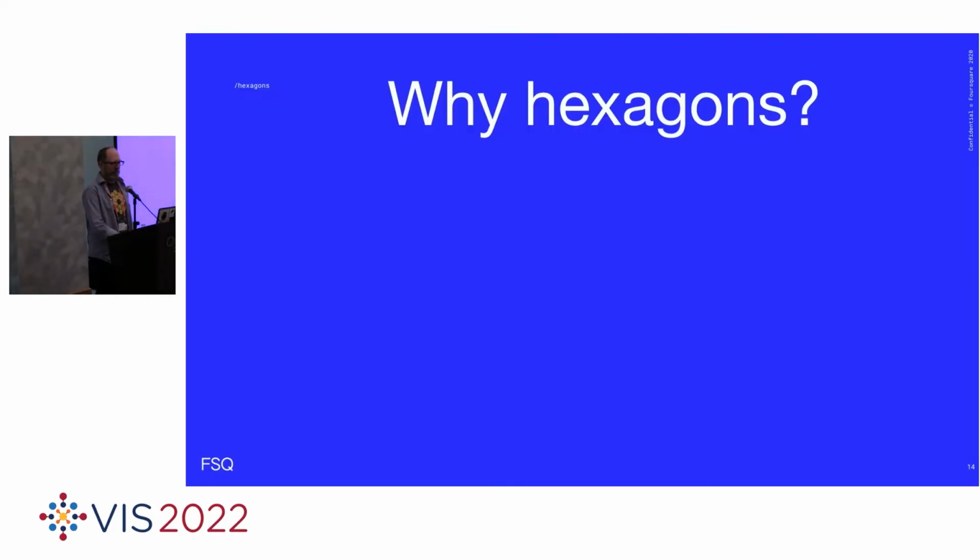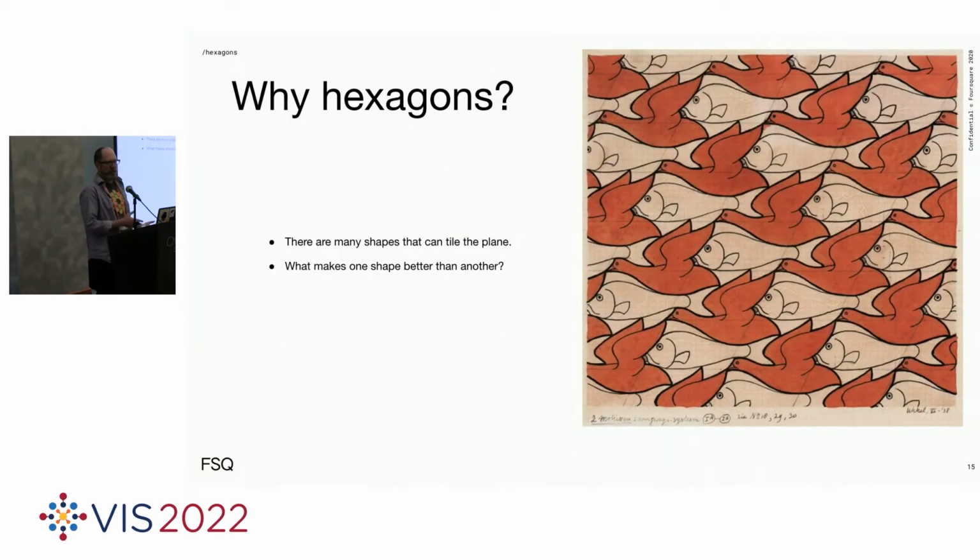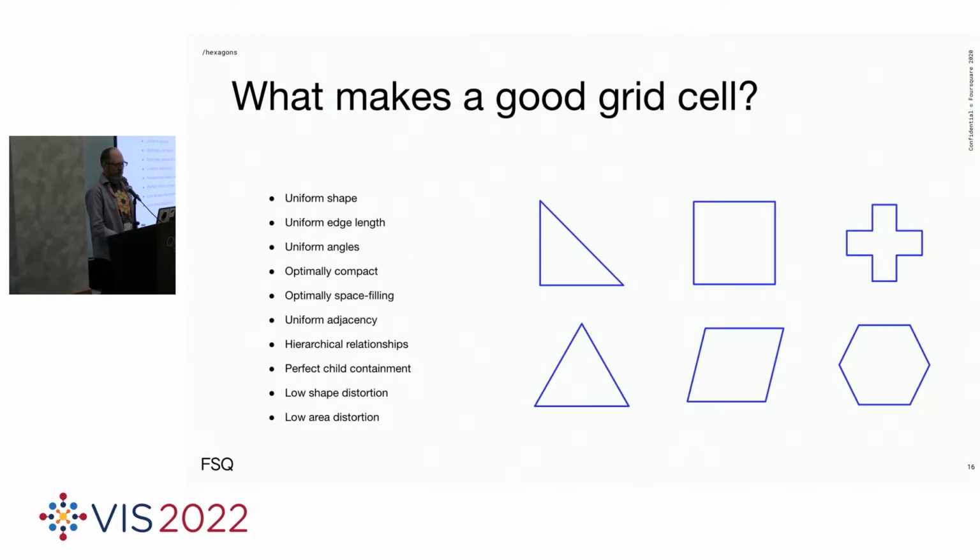That's probably the first question most people ask when they see the H3 grid system. There are many shapes that can tile the plane. Why would we choose one over another? Why would we choose hexagons instead of birds and fish? Birds and fish are very nice. They don't make a very good geographic grid system. So what does make a good grid cell?